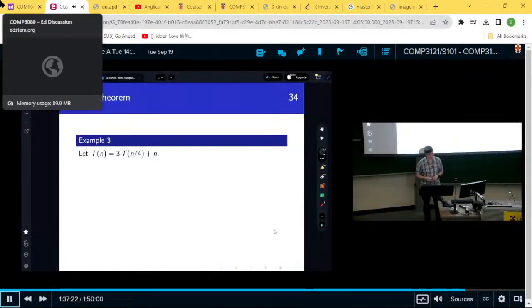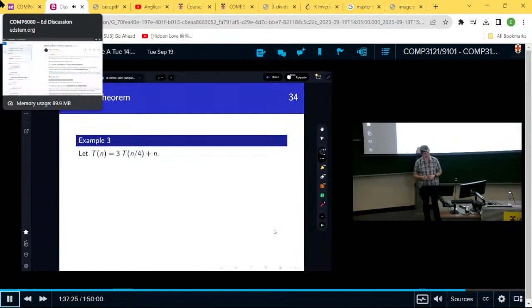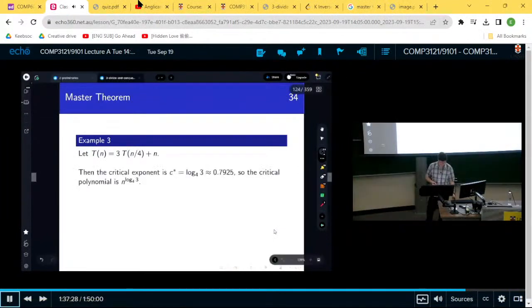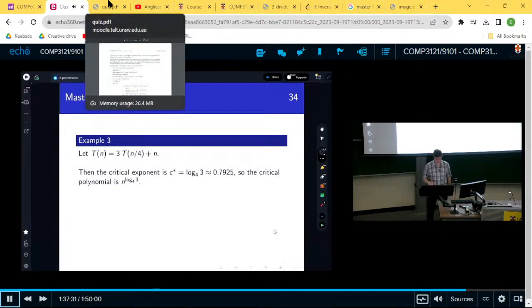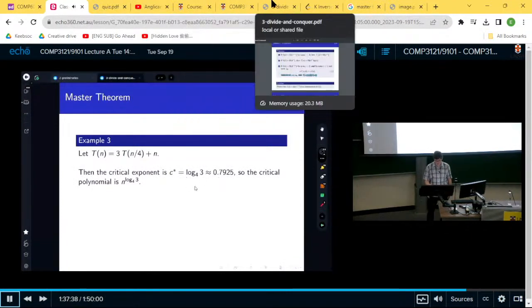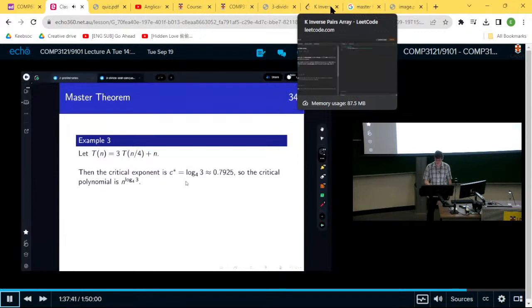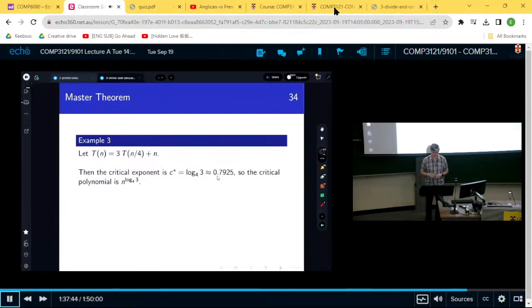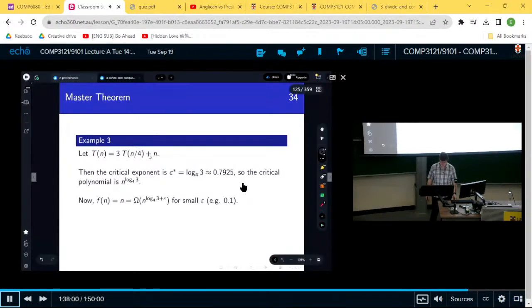Okay, the third example is T of n equals 3 times T of n divided by 4 plus n. What's the critical exponent? It's again log base b of a. We can see that it's less than 1, because log base 4 of 4 would be equal to 1, so this is less. It's about 0.79. The critical polynomial is n to the power log base 4 of 3. And so now we compare the critical polynomial against n. N goes faster, and we can add an epsilon into the exponent here.